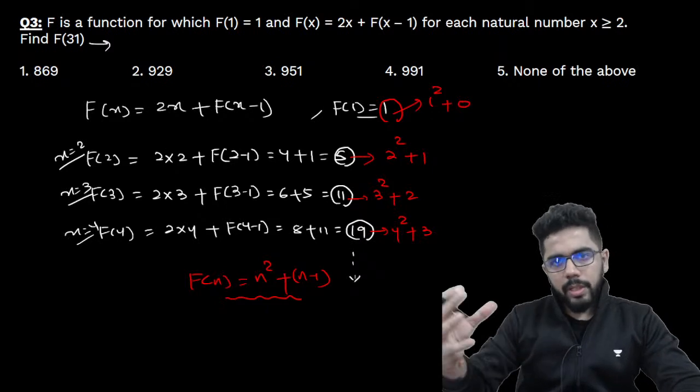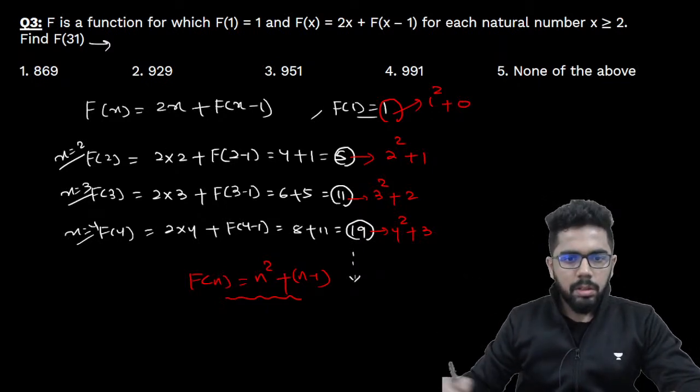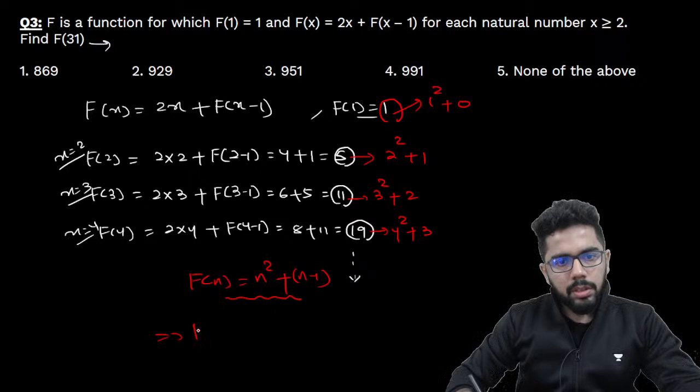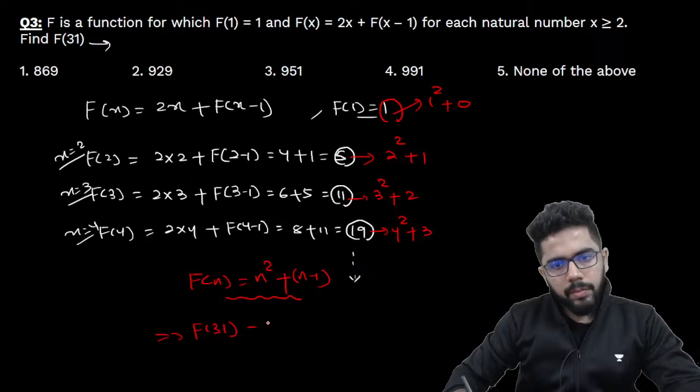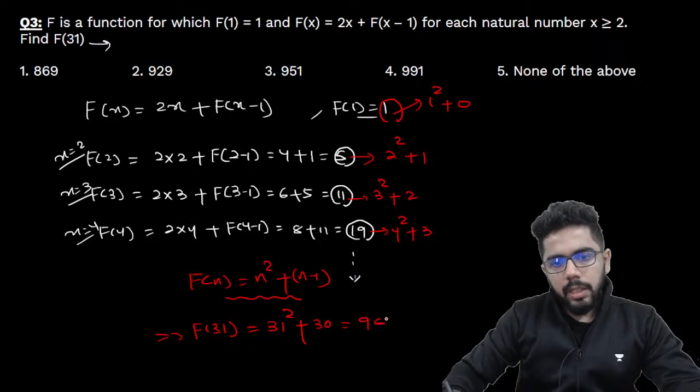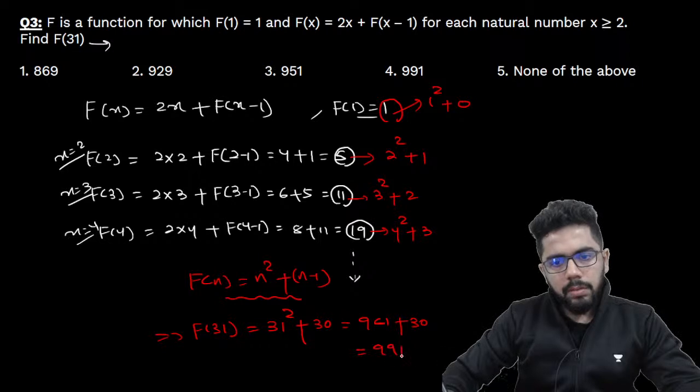Whatever the input is, its square plus its predecessor. So in that case, f of 31 is like 31 square plus 30. 31 square is 961 plus 30. We get 991.